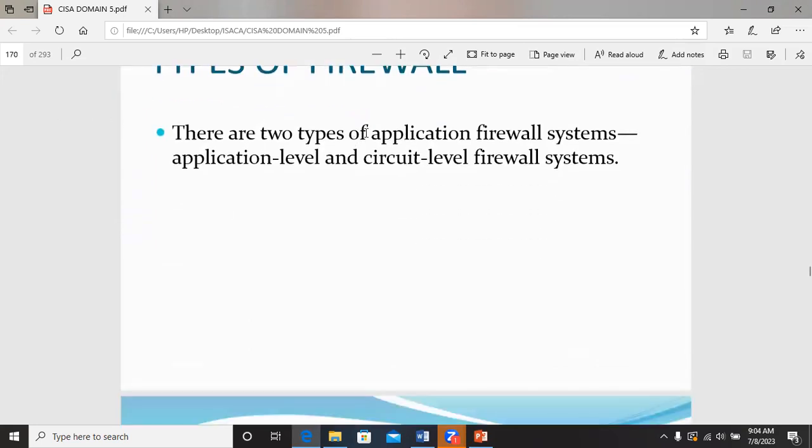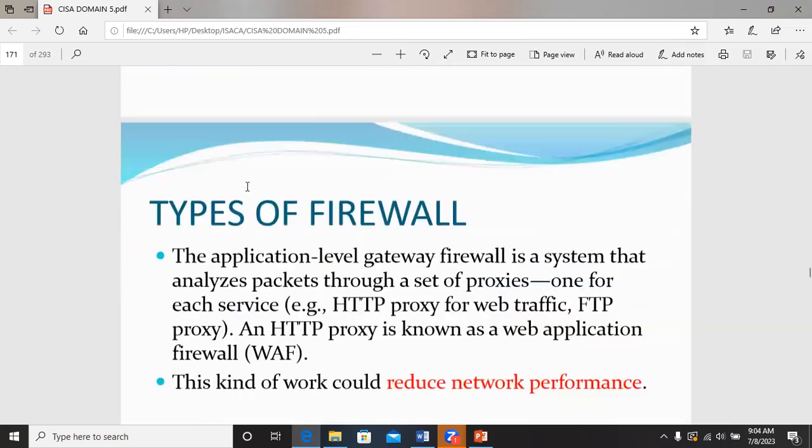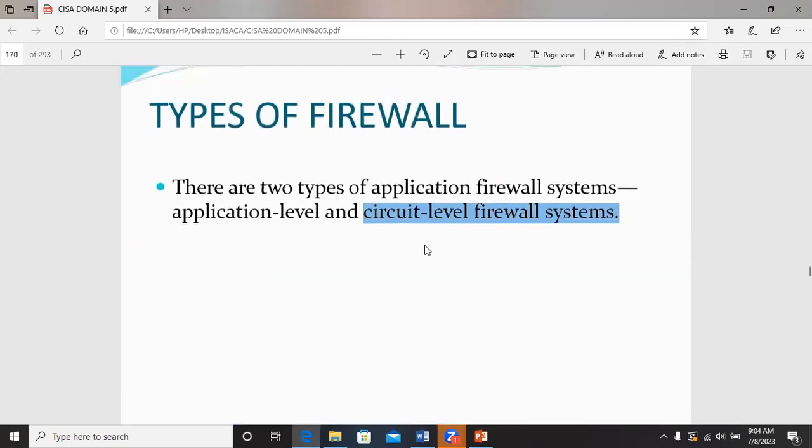The application firewall tool can be broken down into two. You have the application level firewall, and you have the circuit level or circuit gateway firewall. The application level firewall operates at layer 7. The circuit level firewall operates at layer 5.